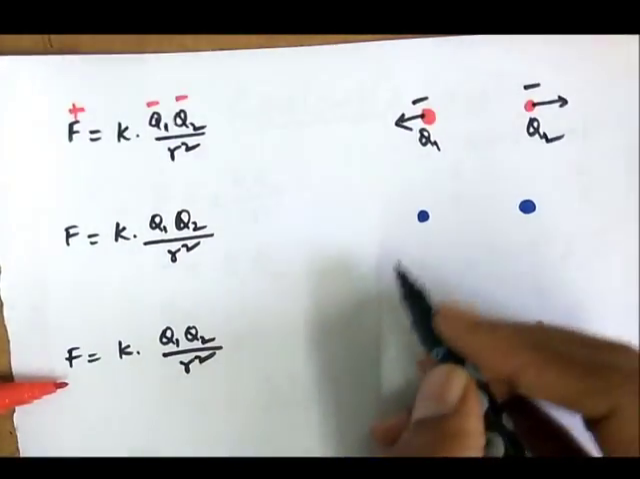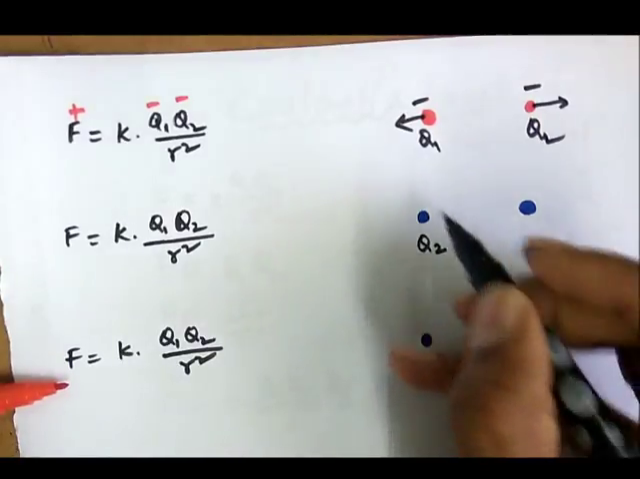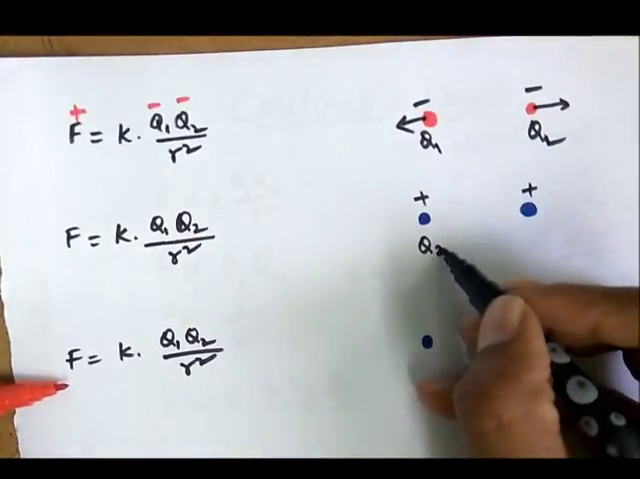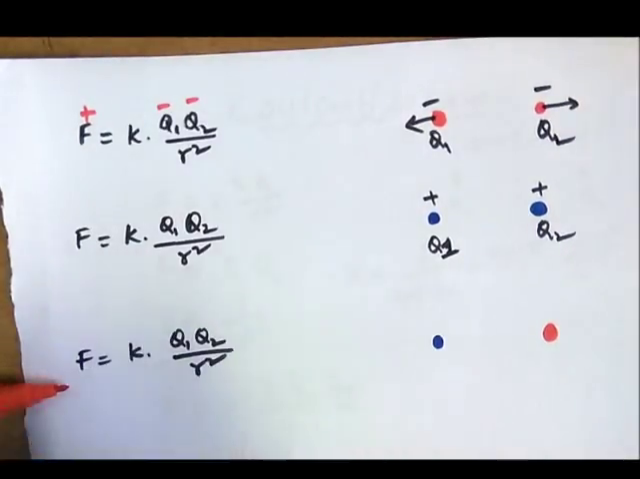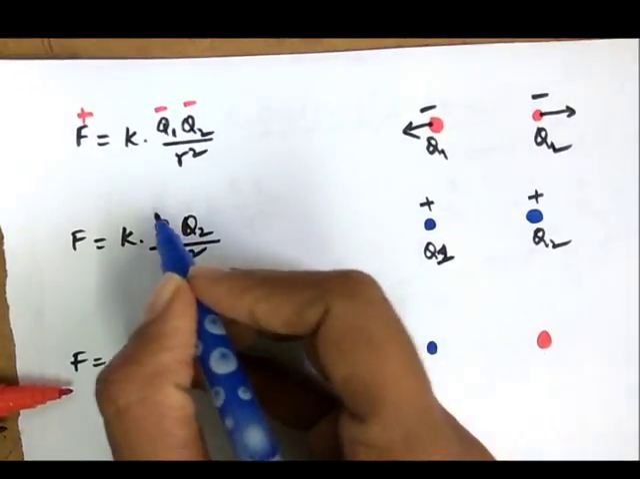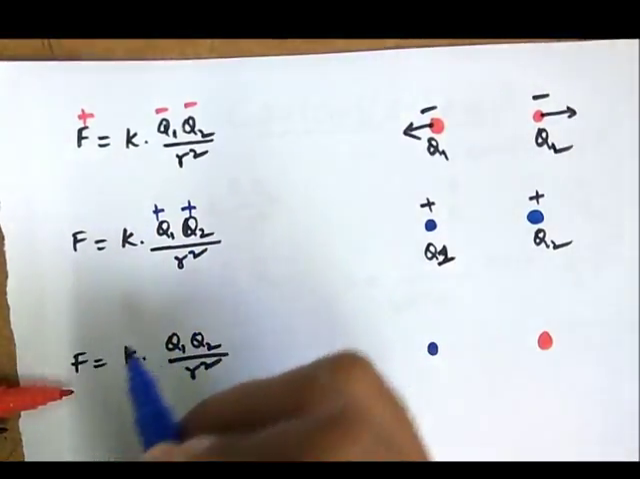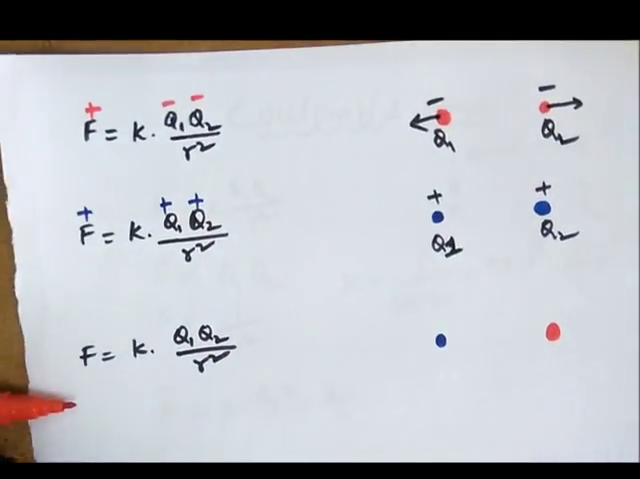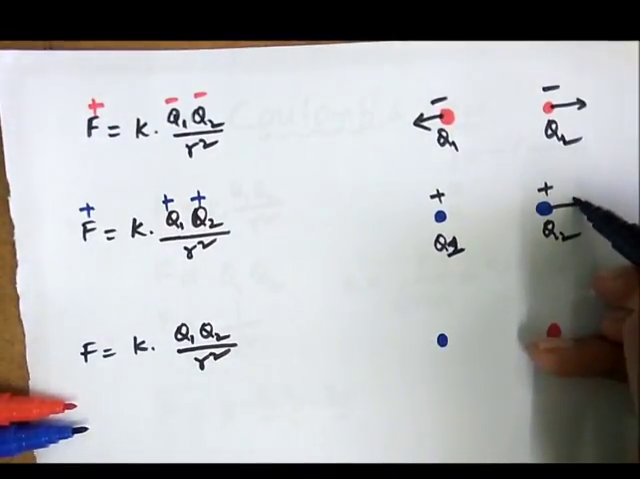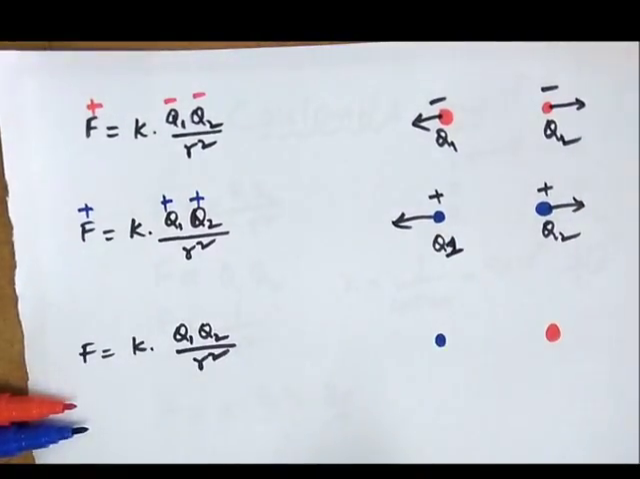Similar to this, if you come to this case where two positive charges Q1 and Q2 are placed side by side, similar to what we have done earlier, Q1 is positive and Q2 is positive, so automatically the F value will be positive. So these two charges try to repel each other depending upon their charges.